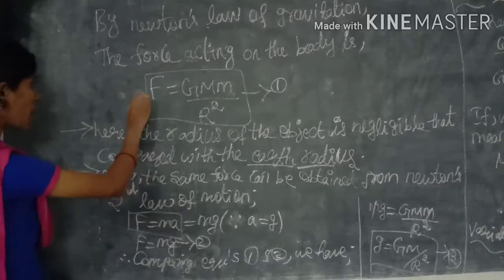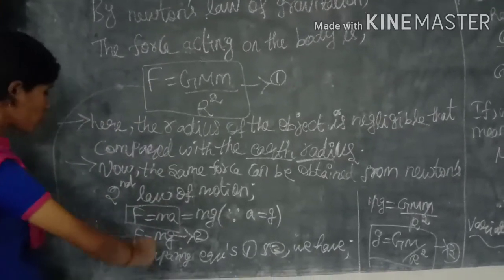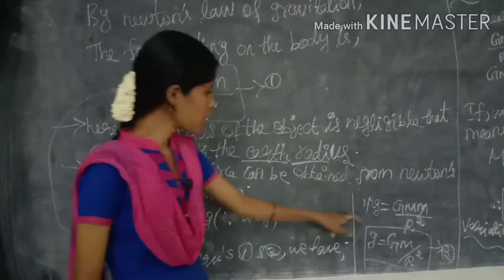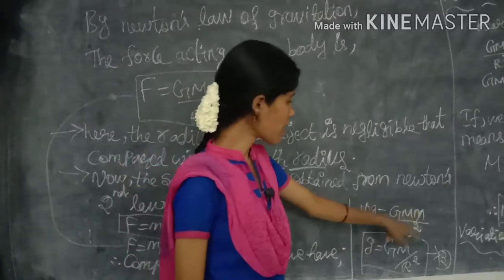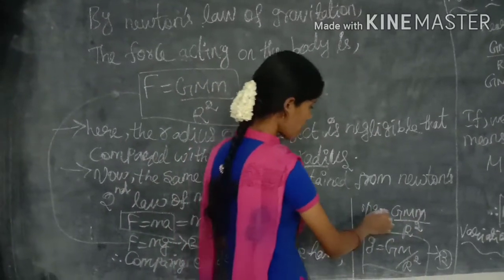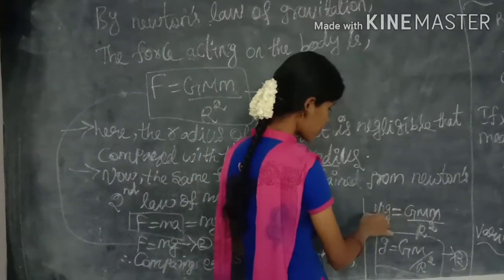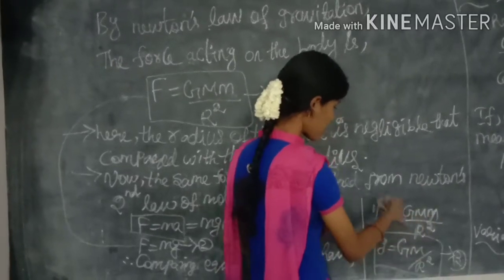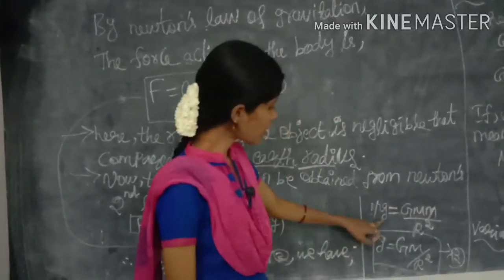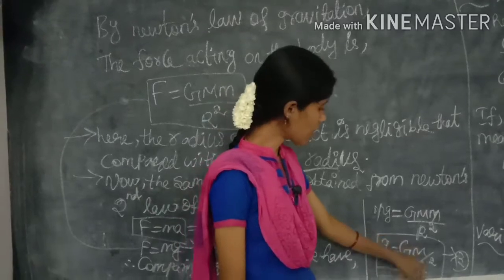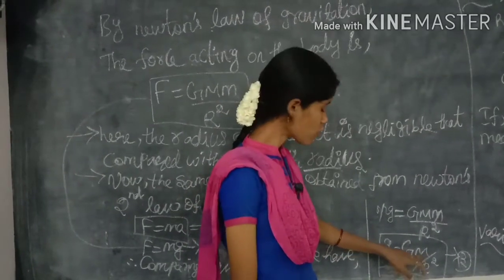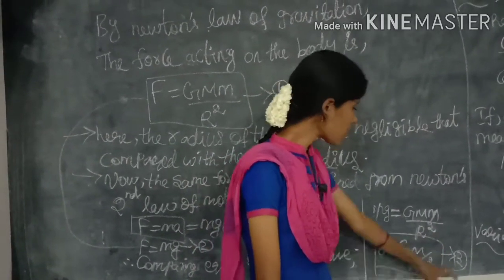Comparing equation 1 and 2, we get m into g is equal to G M m by r square. On both the left hand side as well as the right hand side, the small m gets cancelled and the remaining terms are g is equal to G M by r squared. We have to consider this equation as the third equation.